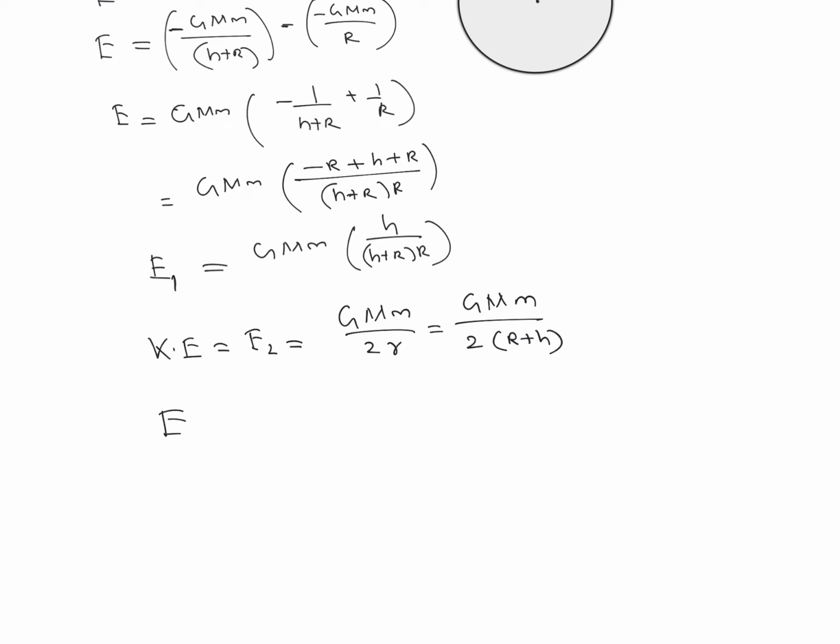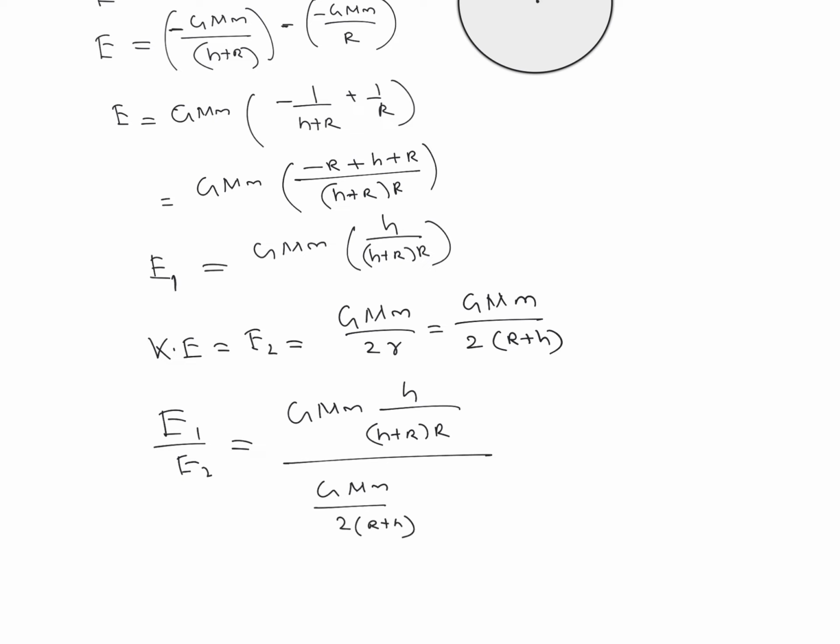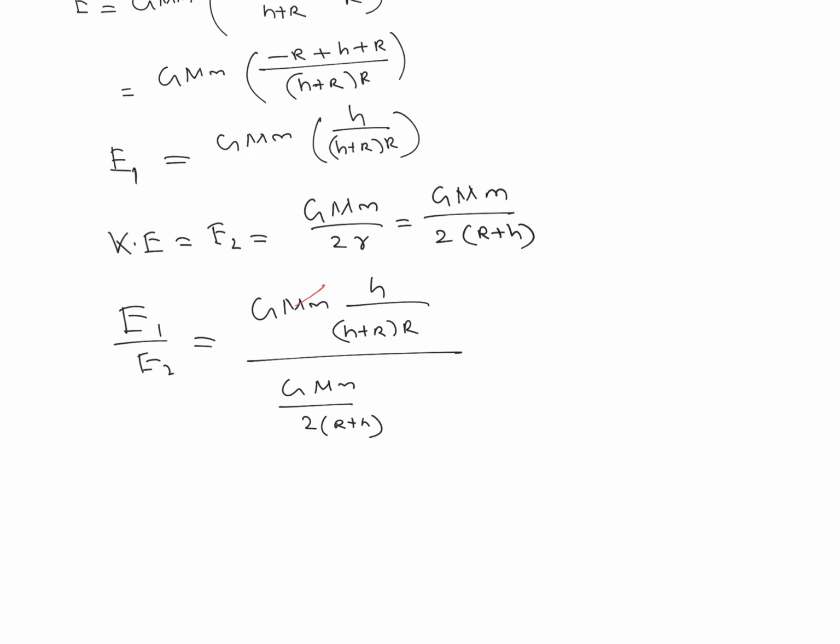Now our aim is to find the ratio of these two, E1 divided by E2, which is GMm into h divided by (h plus r) into r, divided by E2, which is GMm divided by 2 into (r plus h). This GMm and this GMm get cancelled, this (r plus h) and this (r plus h) get cancelled, and the 2 comes in the numerator, so the ratio is 2h divided by r.